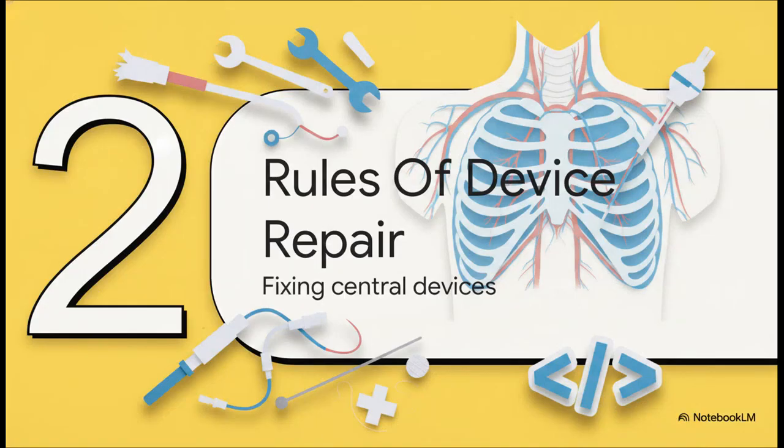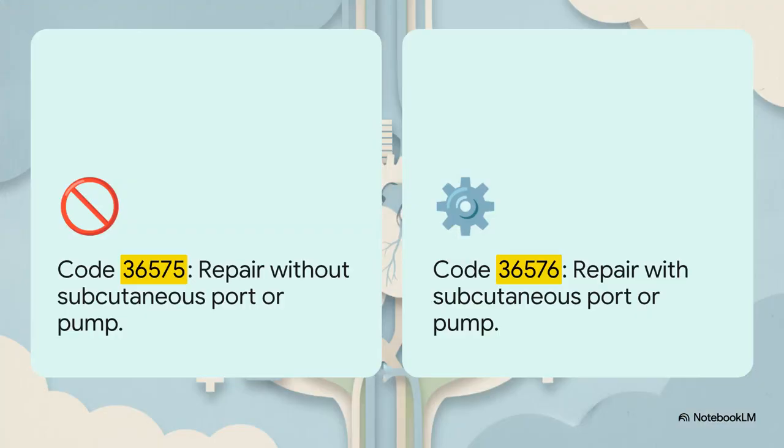Moving right into Section 2, Rules of Device Repair. Now, repairs are actually a pretty uncommon scenario. Usually, providers are just going to completely exchange a problematic catheter, but occasionally, a central catheter or device might actually be repaired instead of being swapped out. When you spot a true repair in the documentation, you only have two codes to choose from, and this brilliantly illustrates how straightforward this part can be.